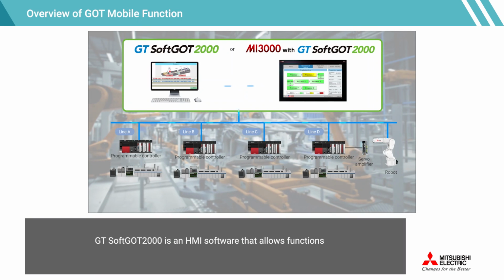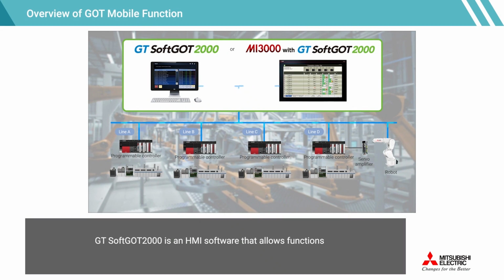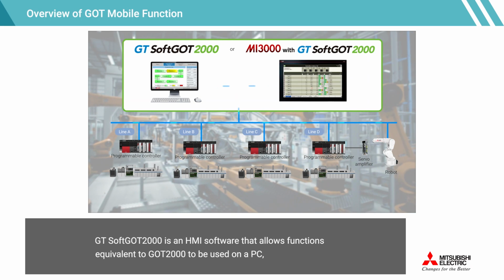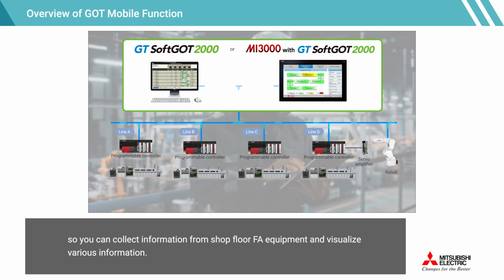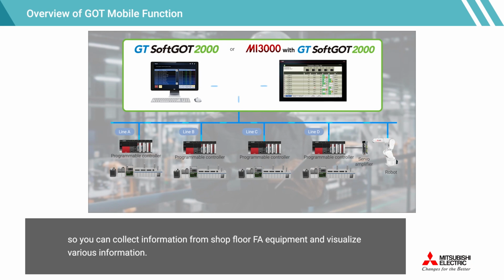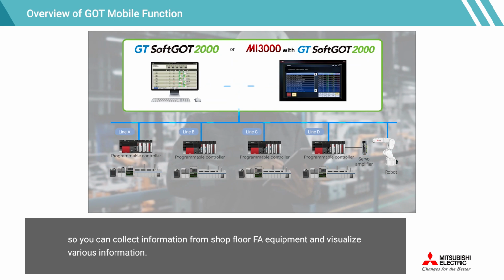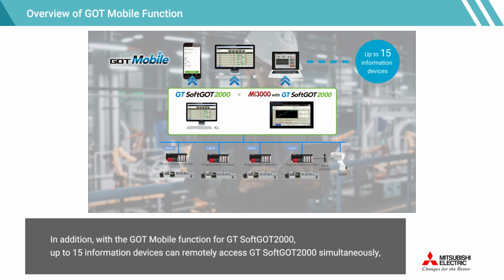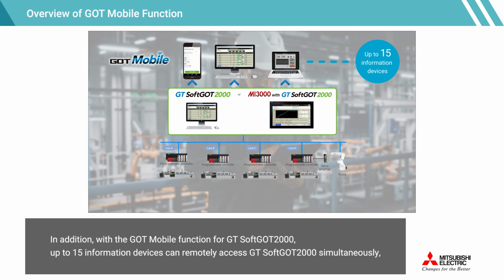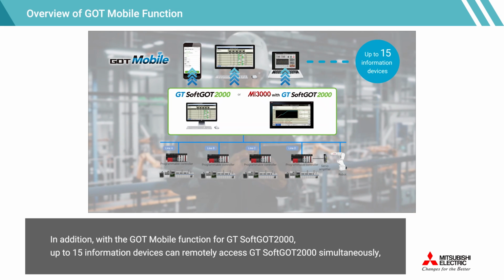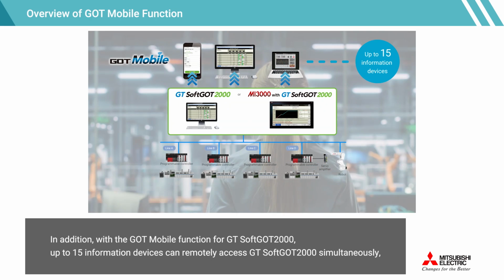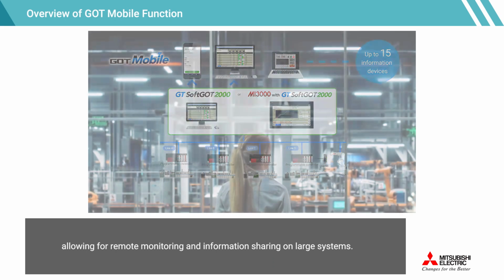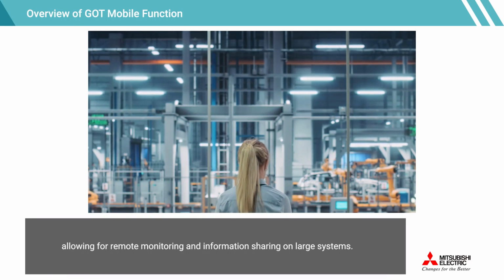GTSoft GOT2000 is an HMI software that allows functions equivalent to GOT2000 to be used on a PC, so you can collect information from shop floor FA equipment and visualize various information. In addition, with the GOT mobile function for GTSoft GOT2000, up to 15 information devices can remotely access GTSoft GOT2000 simultaneously, allowing for remote monitoring and information sharing on large systems.